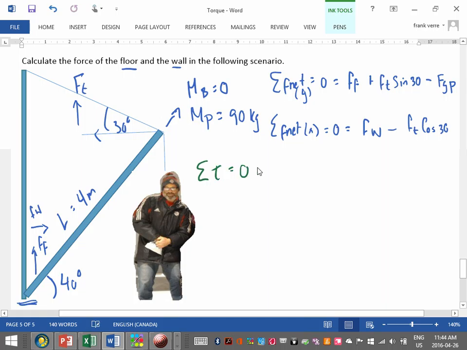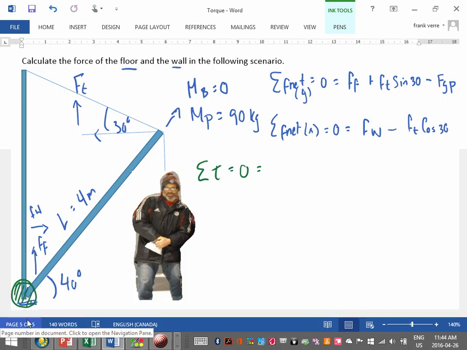We know it's not rotating. Well, we're assuming it's a static scenario. It's not rotating, so that means the sum of the torque is 0. If we pick this as our pivot point, then we actually eliminate two forces. What do we eliminate? Because what forces are at the pivot point? Nika? The floor and the wall. So we eliminate two of them.